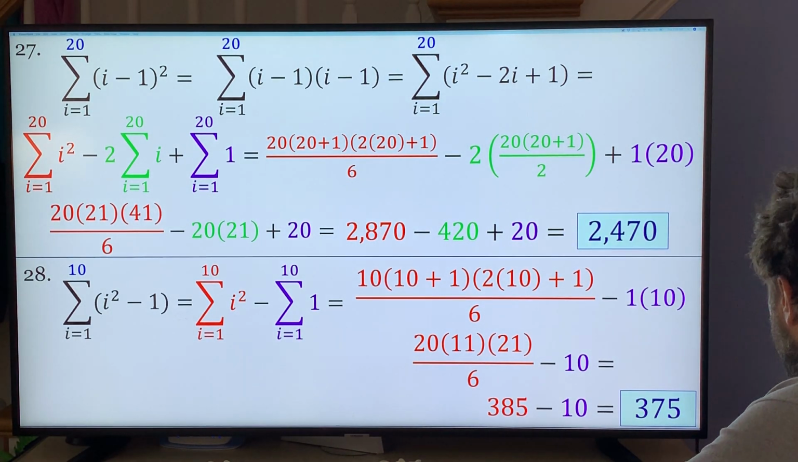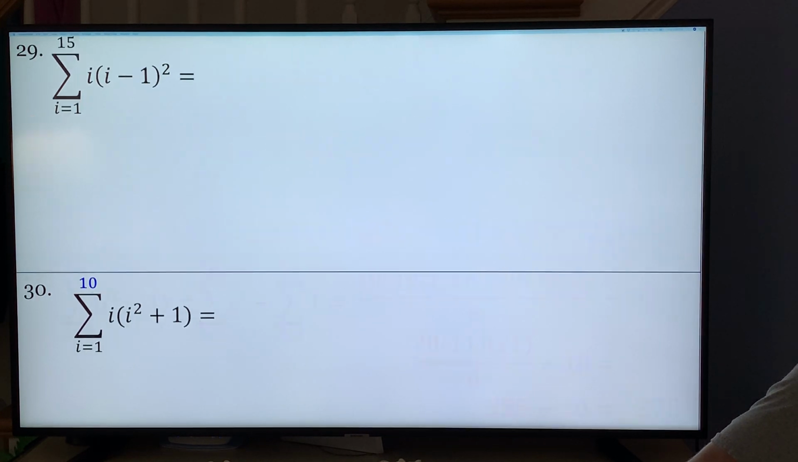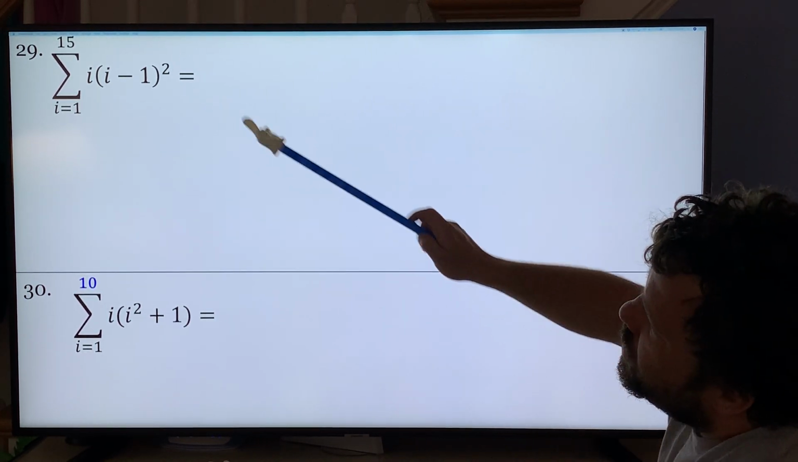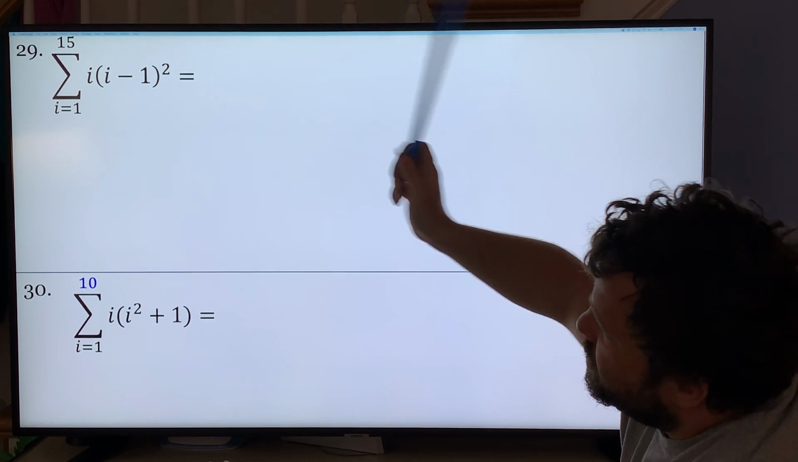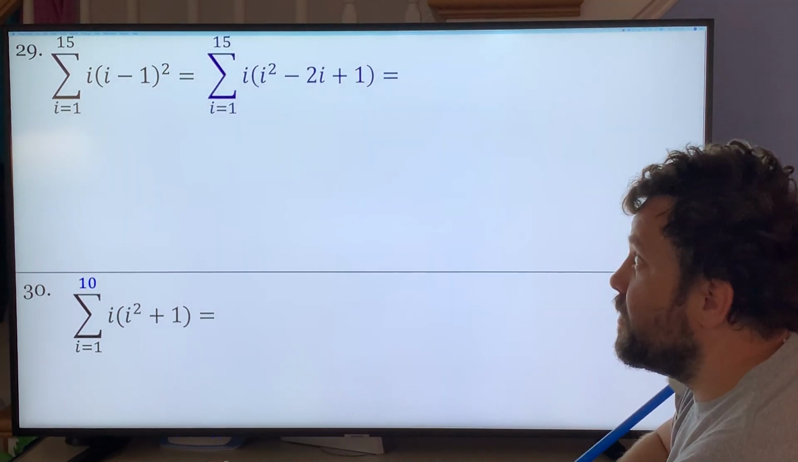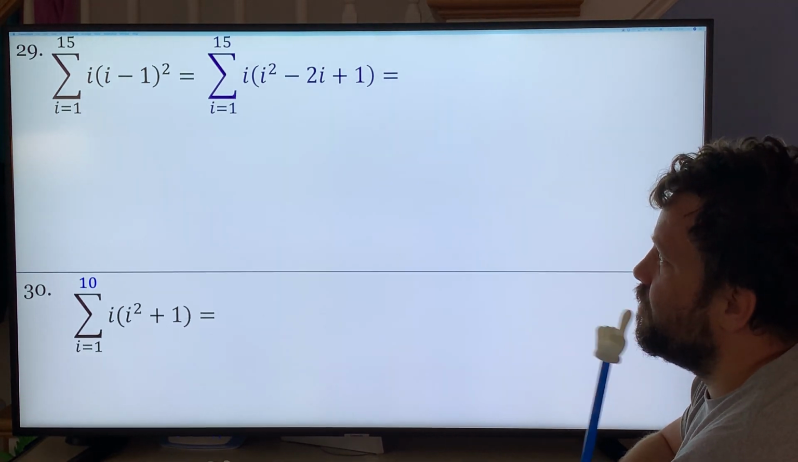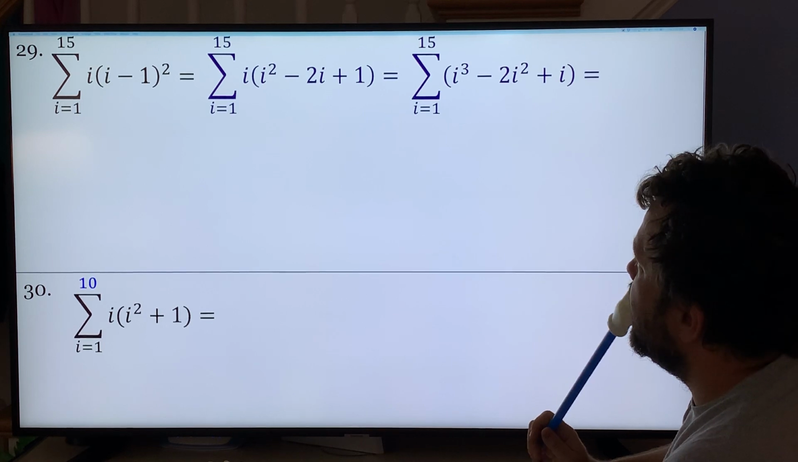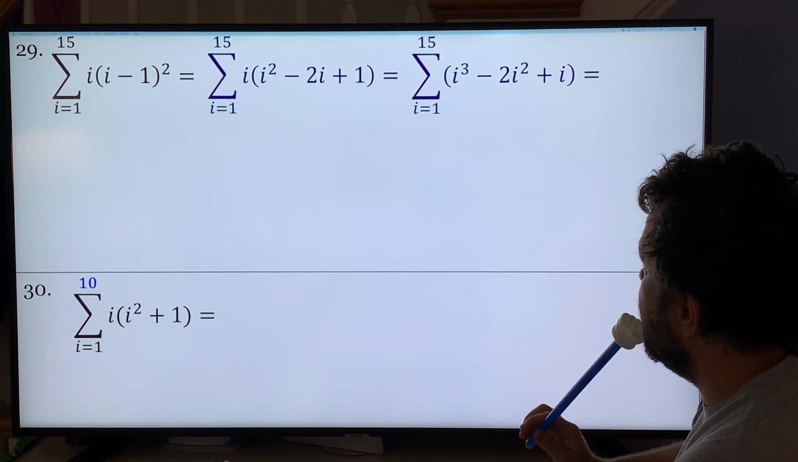Now attempt problems 29 and 30. Uh-oh. You're going to have to expand this first. FOIL it, right? We just FOILed it before, so we know what it is. Now, what's the next step here? We have to take the sign and do what? Distribute the i. So you get i cubed minus 2i squared plus i.